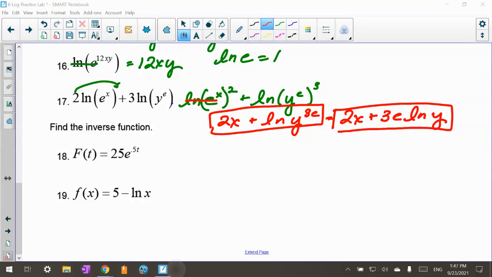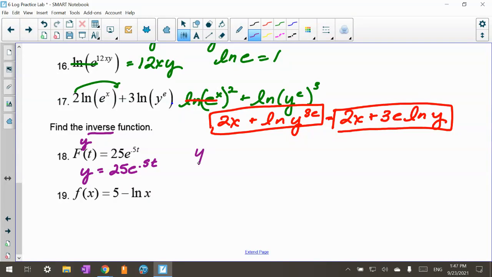You can, if you want, call this y. That might make it a little bit easier for you. So I'm going to call this side y. I'm going to say y equals 25 e to the 0.5t. I want to solve for t, because I'm looking for the inverse function. So I'm solving for t.